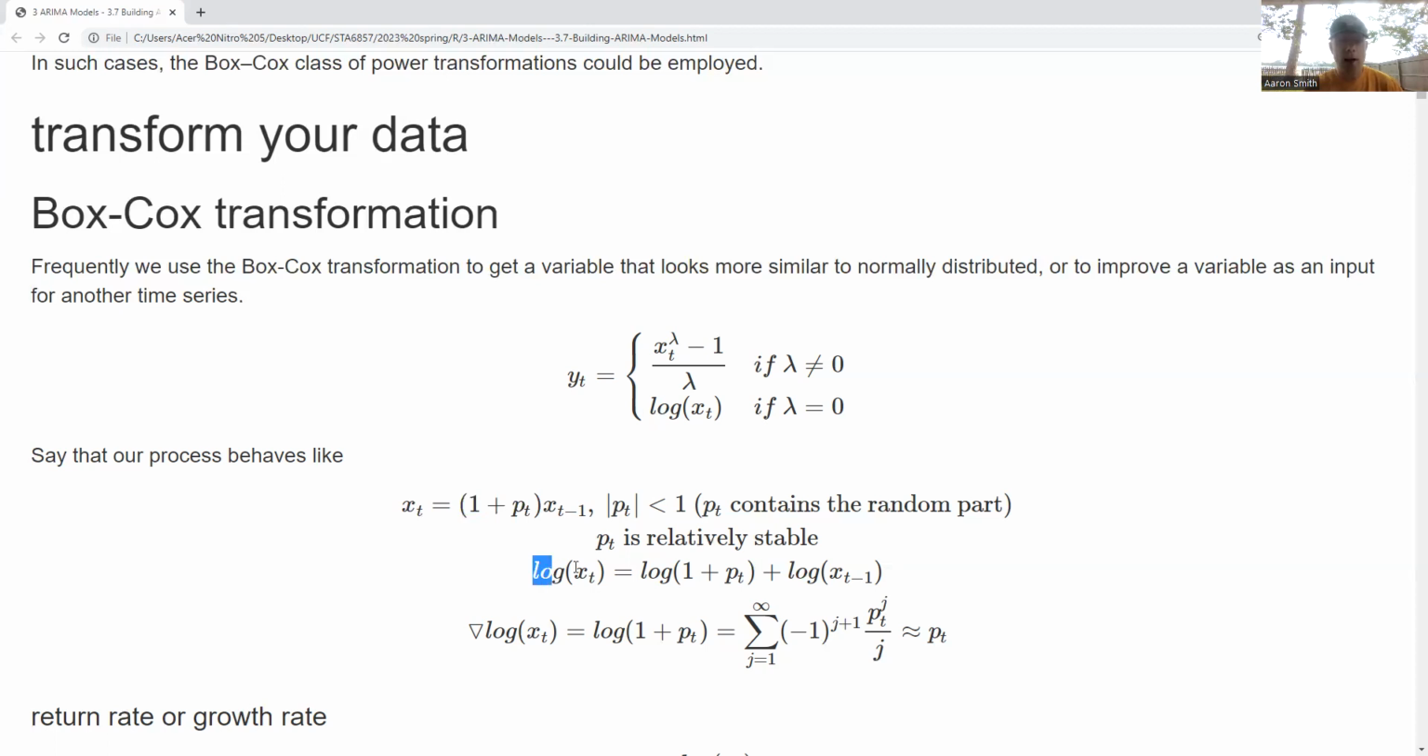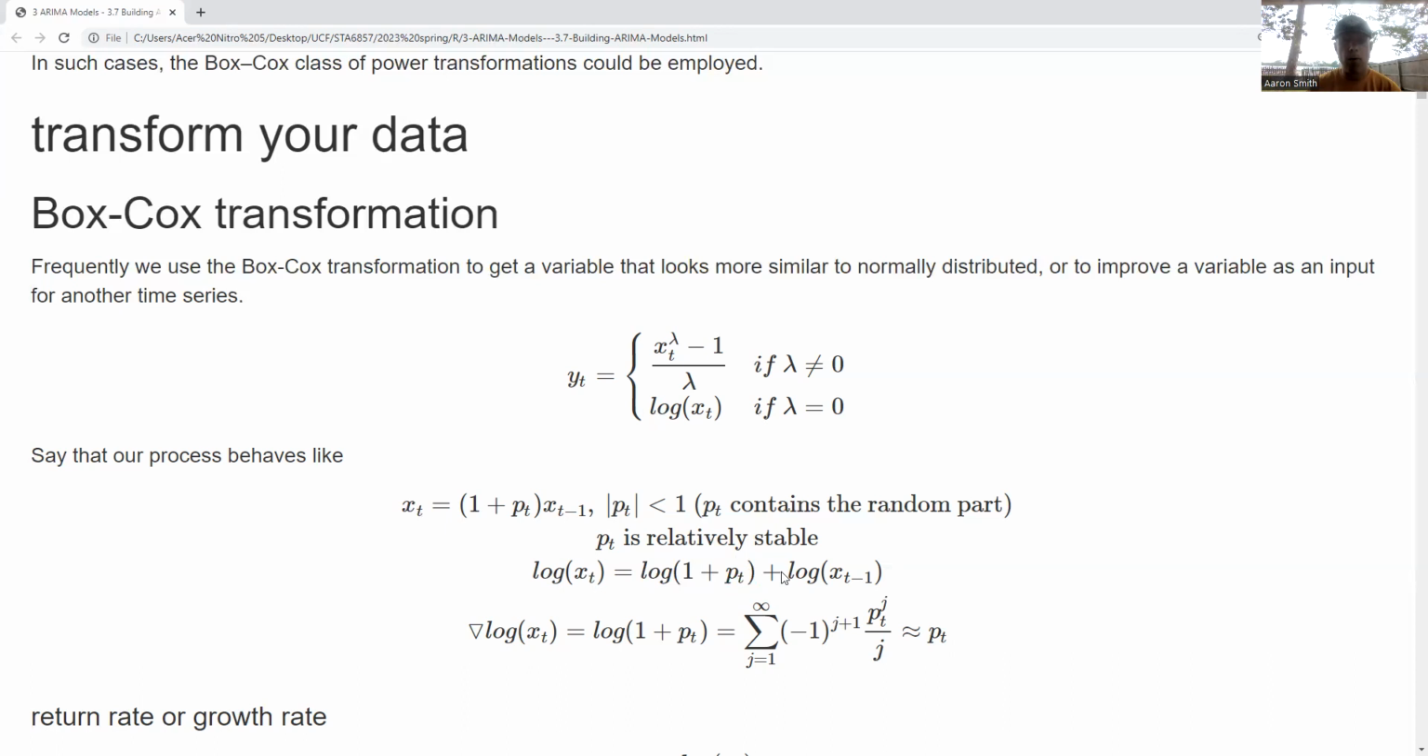So here I could do that, and when I look at this, I realize that if I did the Taylor series on here, this is approximately equal to p sub t itself. And so approximately, if I go through and do a differencing on here, I could get exactly what I want off of that.